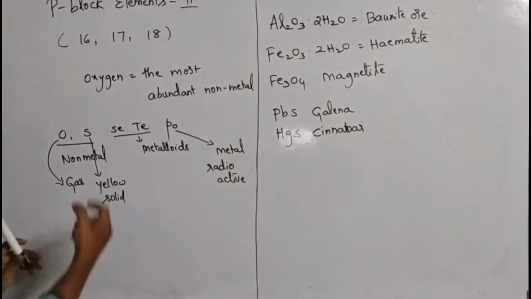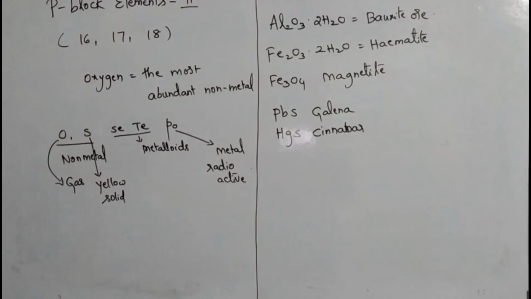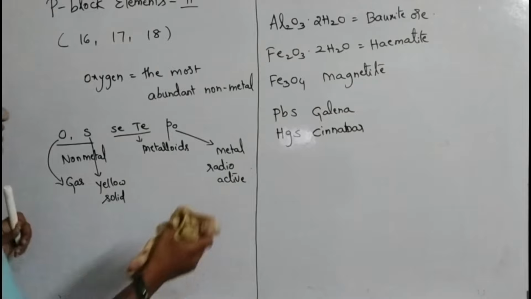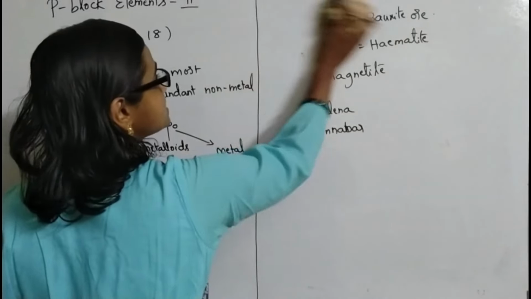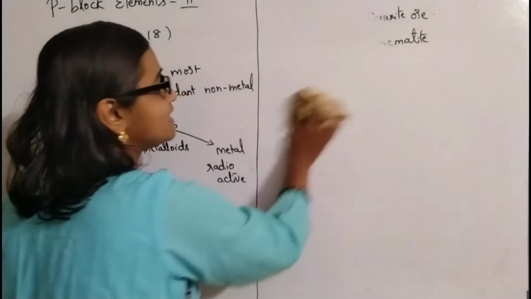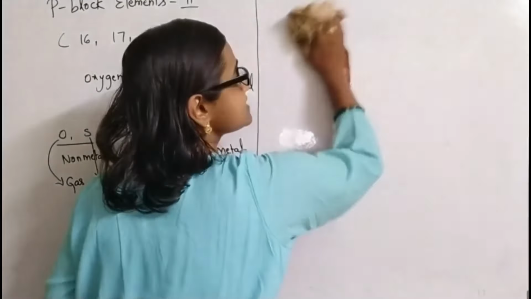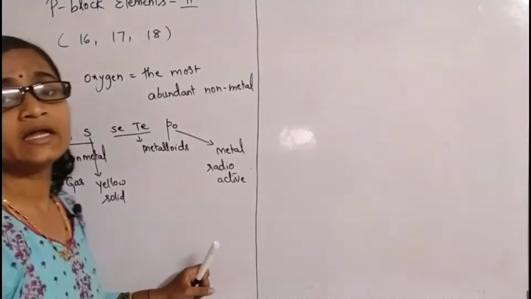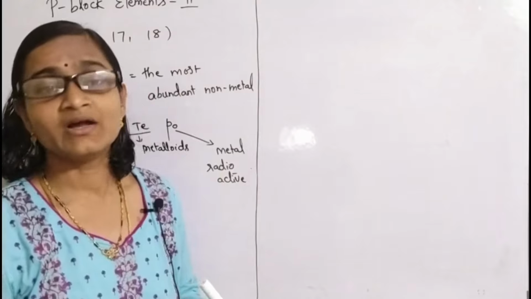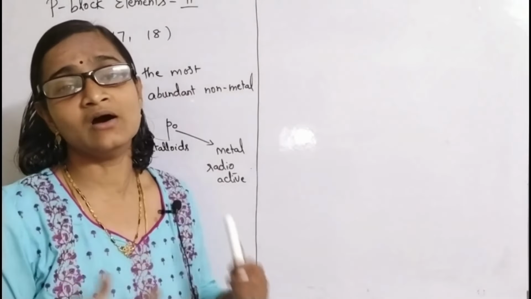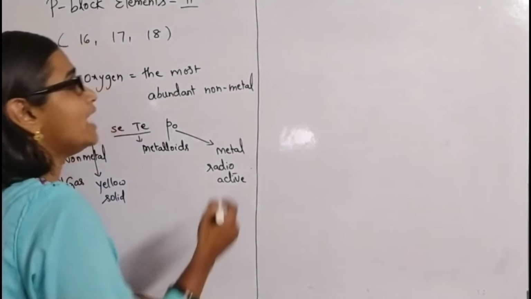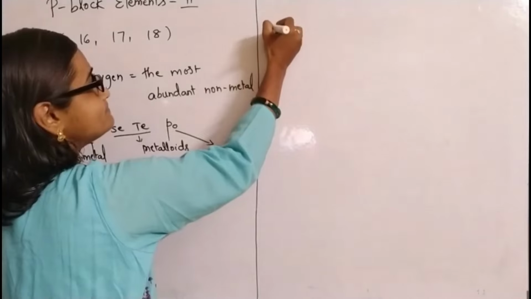Okay, so in that, the most abundant non-metal is what? Oxygen. Okay, sulfur is also present in most substances, and you all know that sulfur is the element which is present in onions. Okay, because of the release of sulfur, our eyes get burnt if we are cutting onions. And it is also present in eggs.